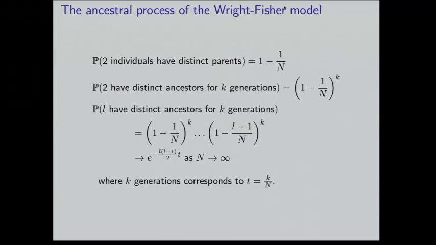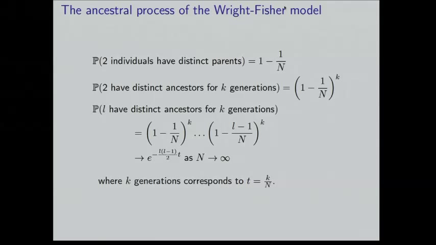So the first thing we want to know, let's just go line by line, is the probability that two individuals have distinct parents. Since each individual picks their parent uniformly at random from the previous generation, the first individual can pick any of the n individuals in the previous generation, so that's n over n, that's 1, and then the second individual just has to not pick the same parent, so that's 1 minus 1 over n.